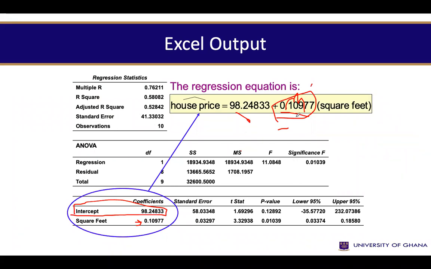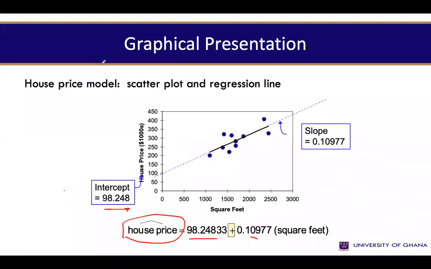So if there's a unit increase in the size of the house, that is 1 square foot increase in the size of the house, for every 1 square foot increase, the price of the house is going to increase by not 0.10977, but it's going to increase by $109.77, or whatever unit it is measured in. That is what I'm saying.